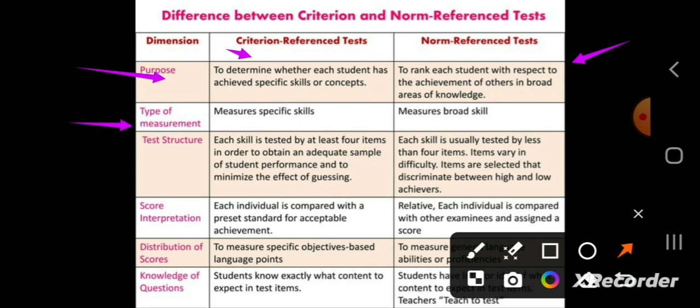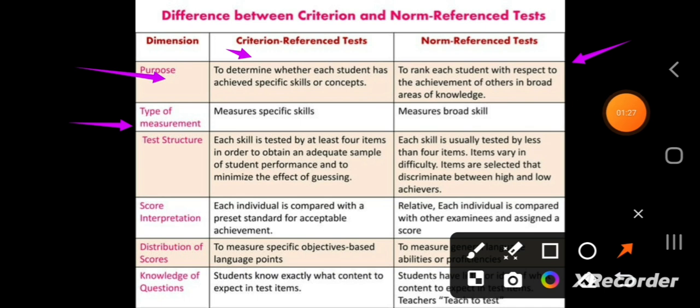Type of measurement. Criterion reference test focuses on specific skills or concepts. Each skill is measured carefully to determine whether a student has mastered it. The goal is not to compare students but to see if a student has reached a specific level of knowledge.